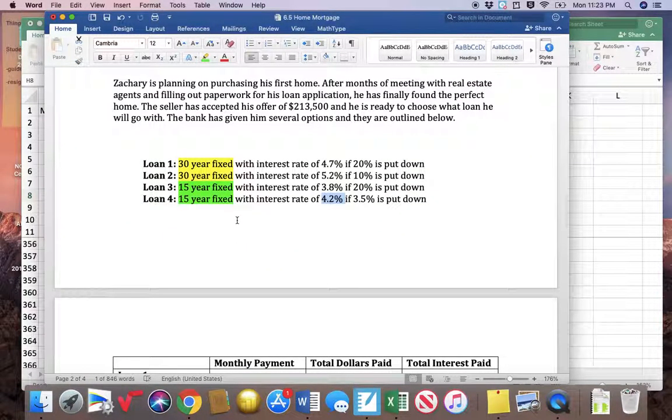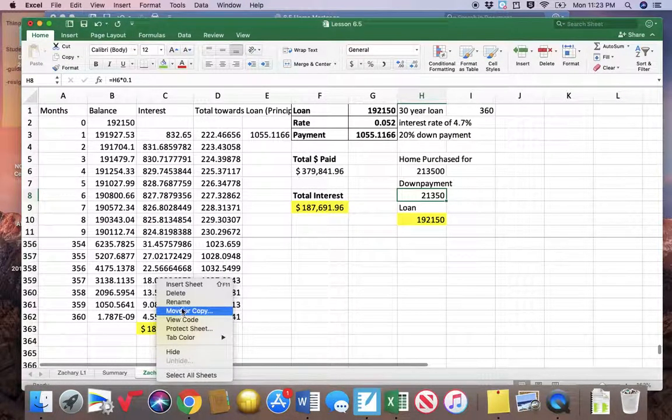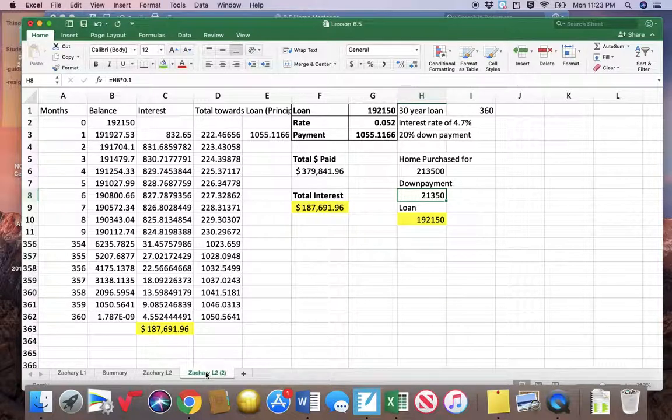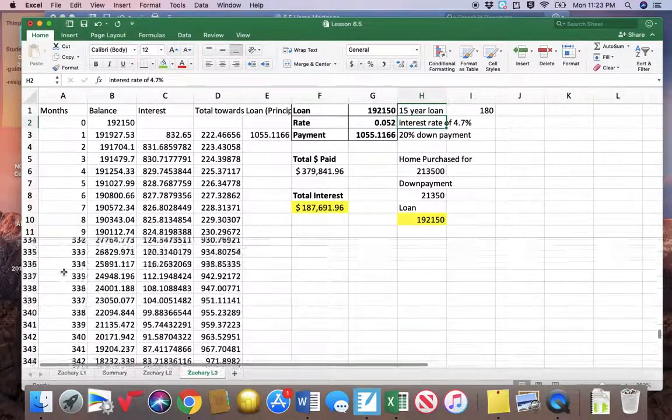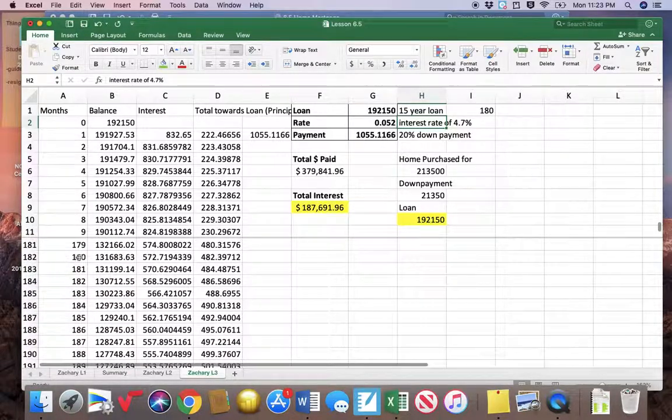All right, let's look at the next one, loan 3, the 15-year fixed with an interest rate of 3.8% and 20% down. So I am going to go ahead and copy this sheet, but I'm going to have to make some pretty significant changes to it because this one is only going to be a 15-year. So if it's only going to be a 15-year loan, I no longer need to multiply 30 times 12. I need to do 15 times 12, or just take half, and I see I only need 180 months. So I'm going to scroll this to the 180 mark.